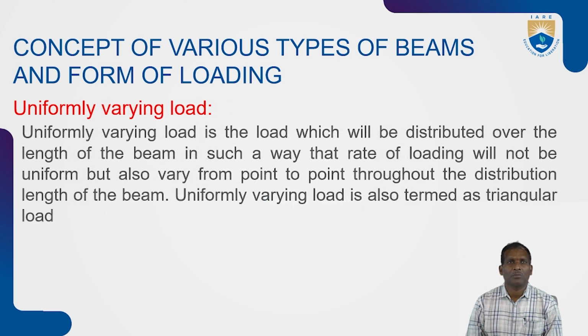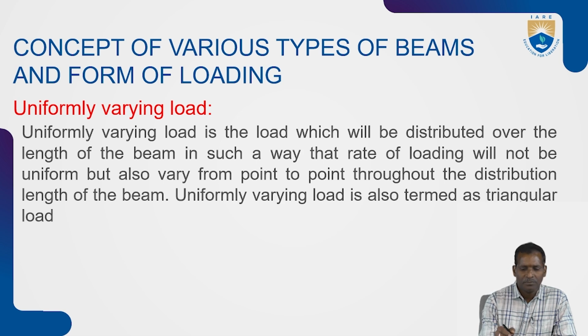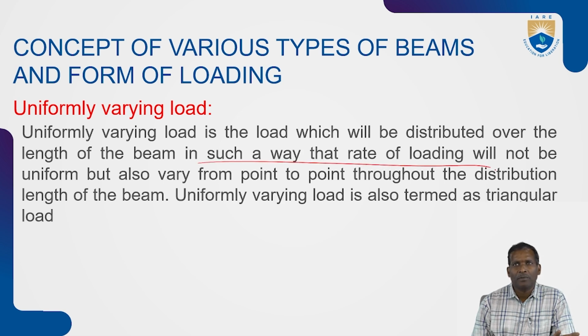Next, the uniformly varying load. Uniformly varying load is the load which will be distributed over the length of the beam in such a way that the rate of loading will not be uniform, but also varies from point to point throughout the distribution length of the beam. So the uniformly varying load is distributed over the length, but the rate of loading will not be uniform.